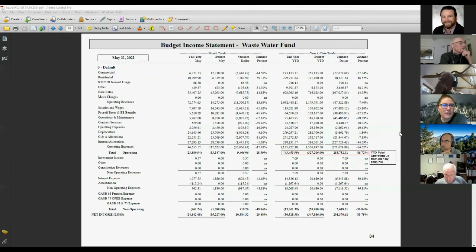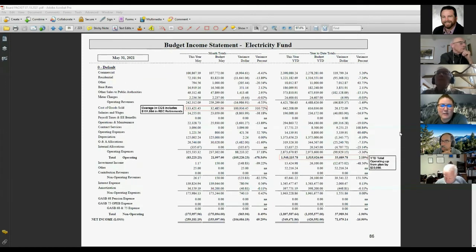Moving on to electric on page 86 of your packet. You'll see there's an overage in cost of goods sold, and this is due to the retirement of our renewable energy credits for the previous 3 years, and that was $101,864. These previous retirements were not budgeted, but they are budgeted in the new and upcoming budget, which we will look at in just a few minutes. So total operating for electric is up from plan by $33,000.